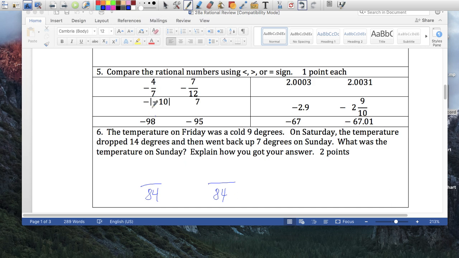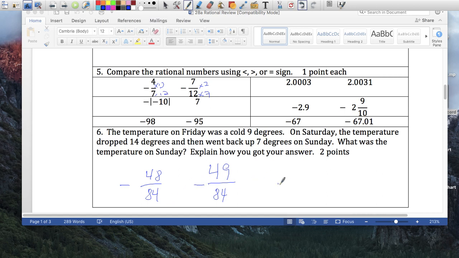So this is going to change. So 7 times 12 changes to 84. So 4 times 12, the new numerator is going to be 48. 12 times 7 is 84, so 7 times 7, that's going to give us 49. They're both negative and negative.